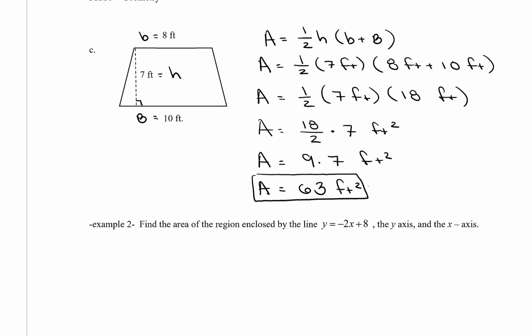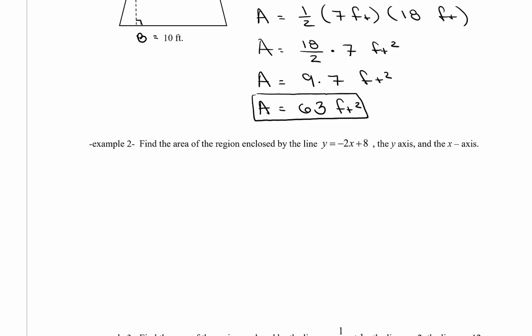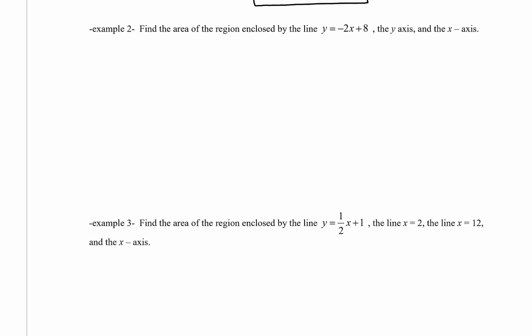Example 2. Find the area of the region enclosed by the line y equals negative 2x plus 8, the y-axis, and the x-axis. Let's start off by drawing a picture.